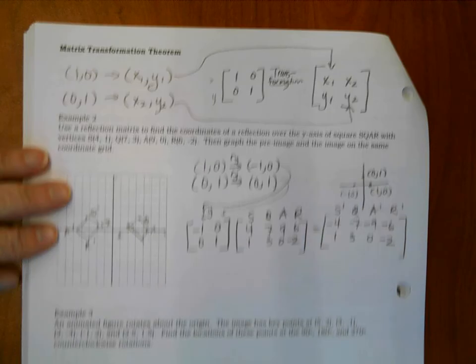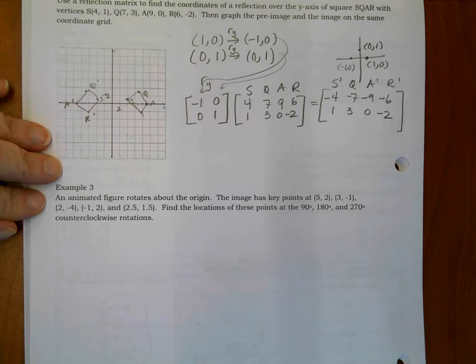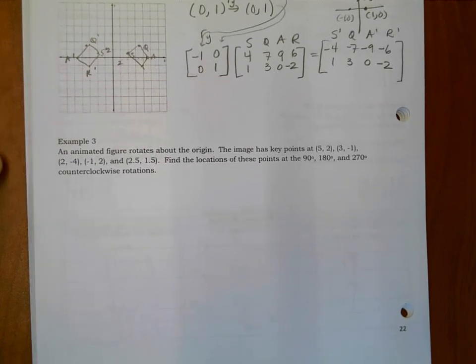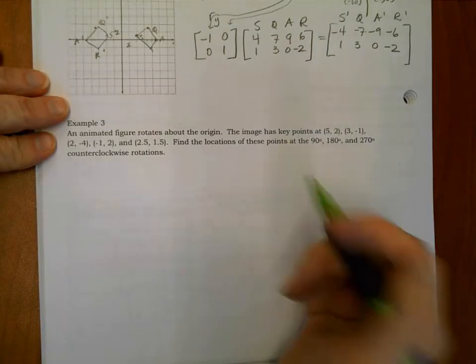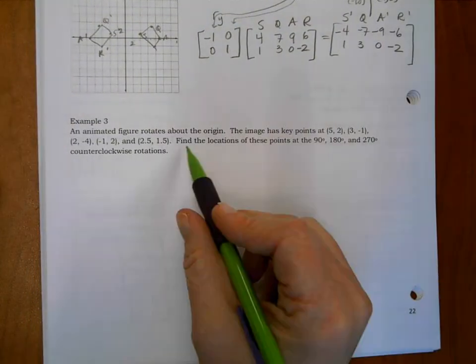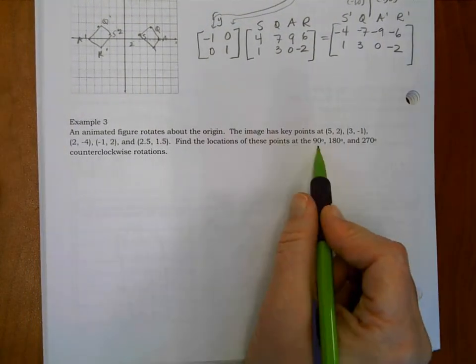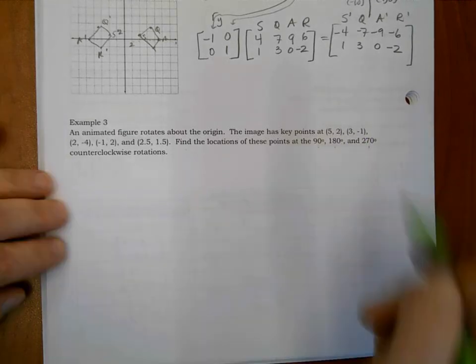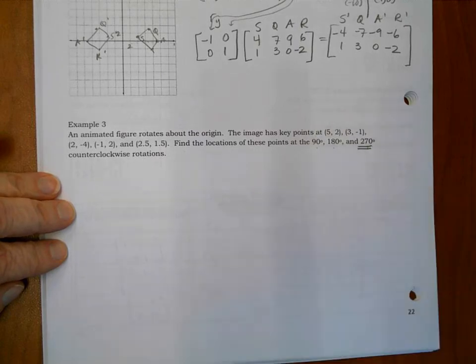All right, and then example 3, we don't have to graph this one, but it is asking for us to figure out the rotation. And again, we can practice that matrix transformation. It says find the locations of these points at 90 degrees, 180 degrees, 270 degrees. Let's just do one of them. Let's just do, let's say, the 270 degrees.